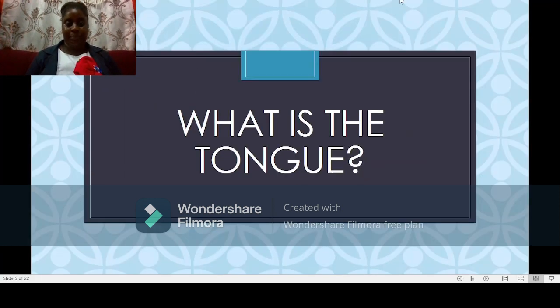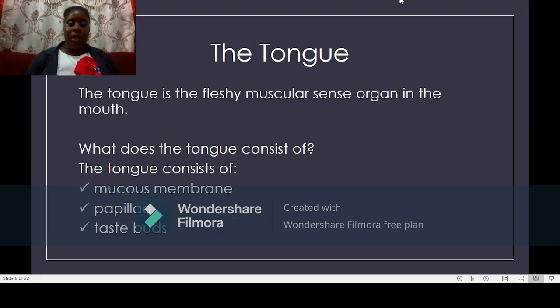Let's begin. Now, what is the tongue? The tongue is the fleshy muscular sense organ in our mouth. Alright, so the tongue is in our mouth and it is a fleshy muscular organ.